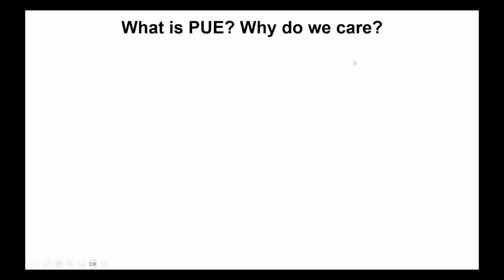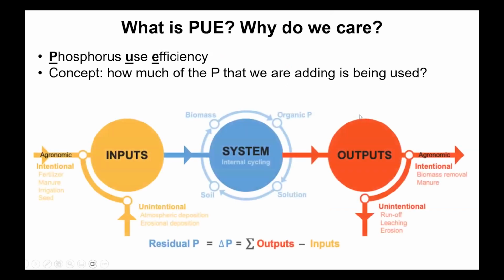So perhaps the first question is, what is PUE and why would we care? PUE is the acronym for phosphorus use efficiency. Typically, it is in the context of agriculture and in reference to a fertilizer. It could also be for manure, but really an input, an addition of phosphorus to the agroecosystem. And we care about it because the underlying concept is how much of what we're adding to the cropping system is being used by the crop to produce biomass. Whether that's for fiber or food, that's a different question.